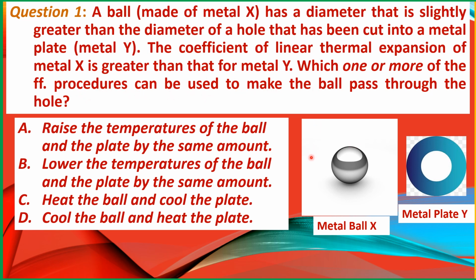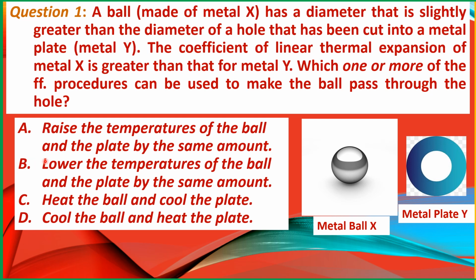So as shown in this diagram, initially the ball has a bigger size. Its diameter is slightly greater than the diameter of the hole of this metal plate. In other words, the ball will not pass through the hole, initially that is. So our goal is we want the metal ball to be able to pass through the metal plate. So which among these given procedures can be done so that the ball will be able to pass through the hole?